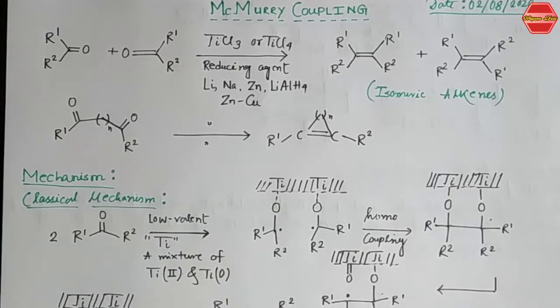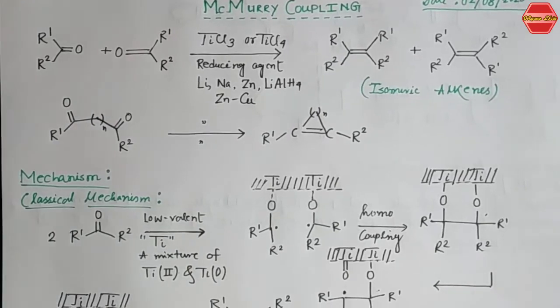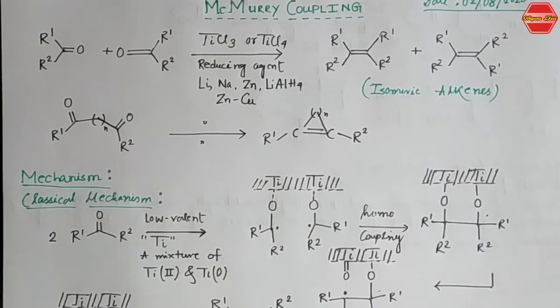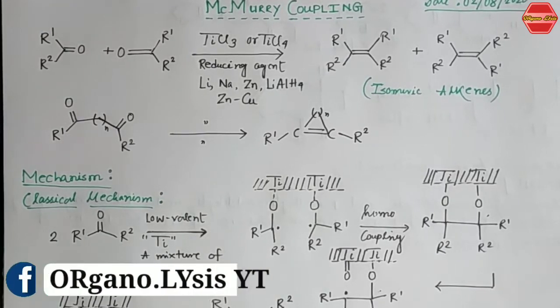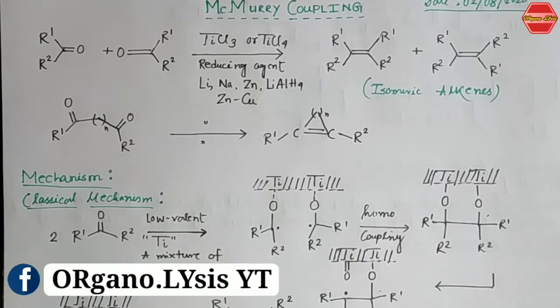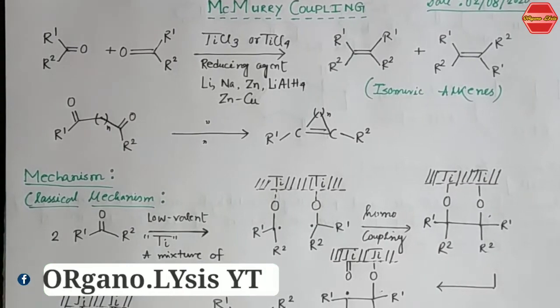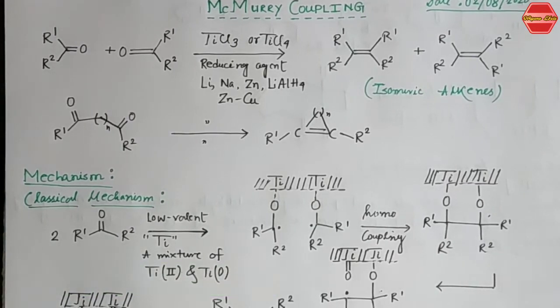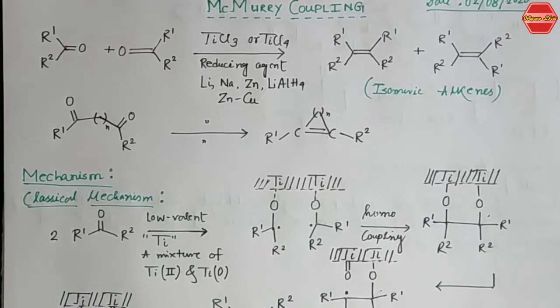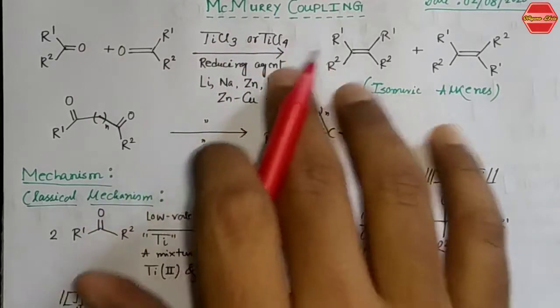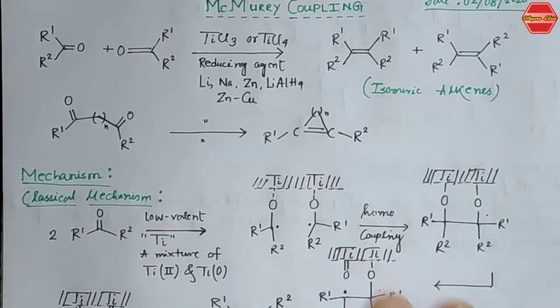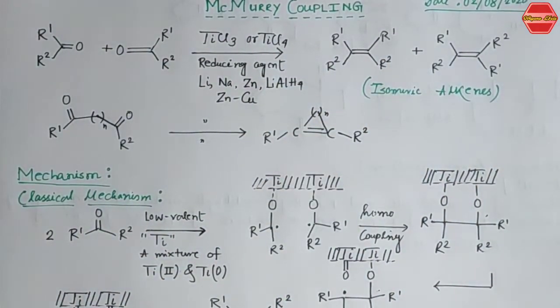Now in this particular video we are going to discuss an important name reaction called the McMurry coupling reaction. This name reaction is very important for any kind of exam, from IIT JAM to CSIR NET, GATE and all. This reaction is quite interesting and quite different from other reactions. As you can see, the name is McMurry coupling, so it's a kind of coupling reaction.